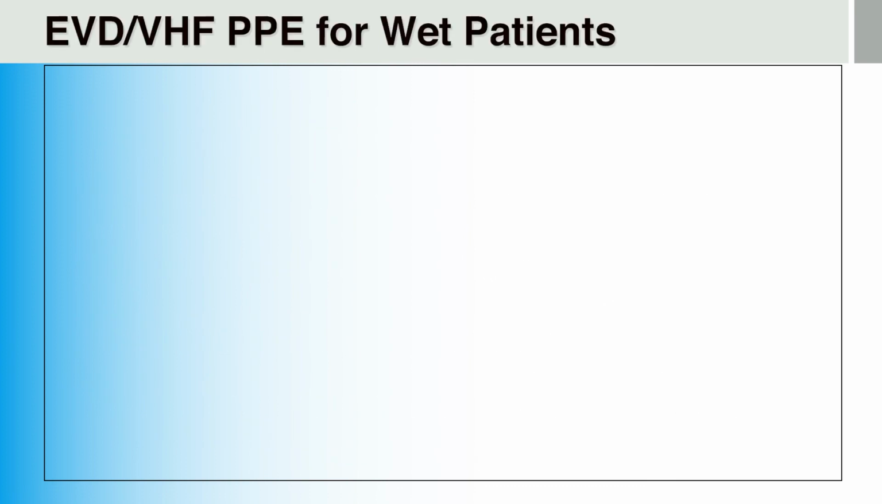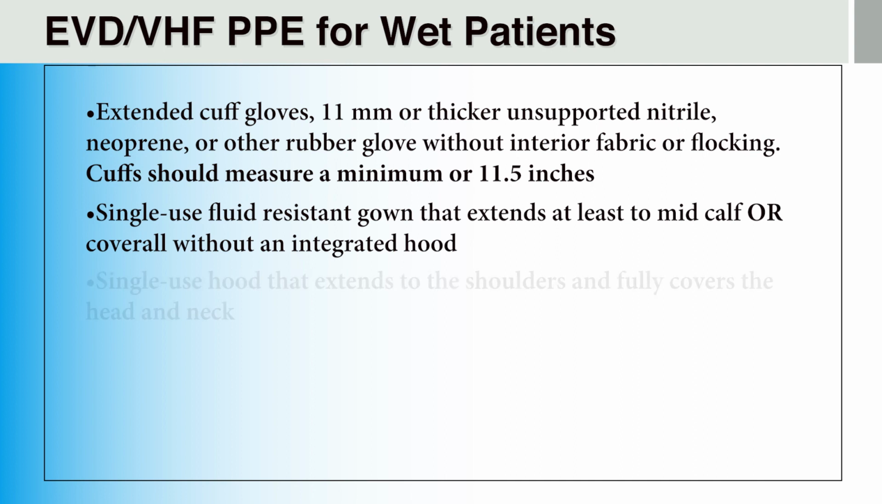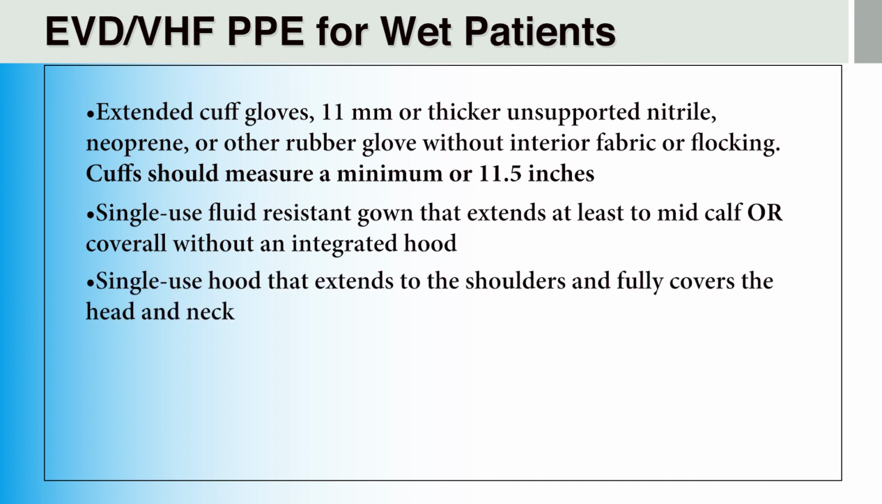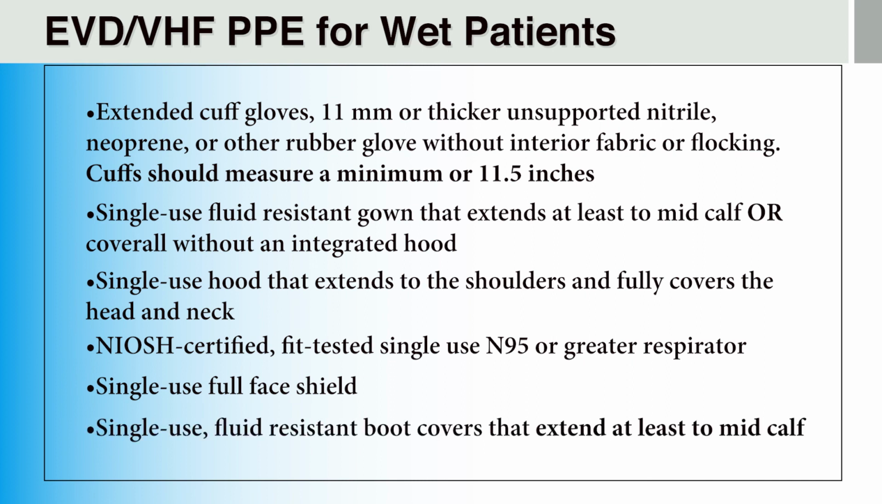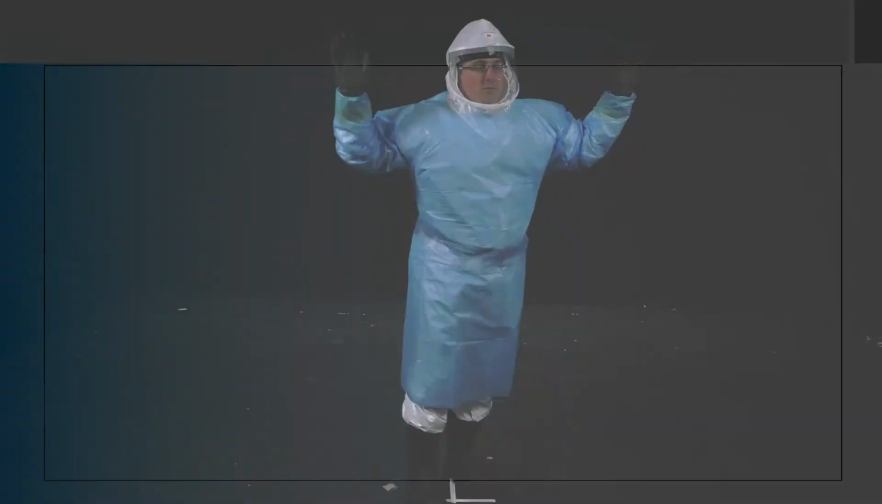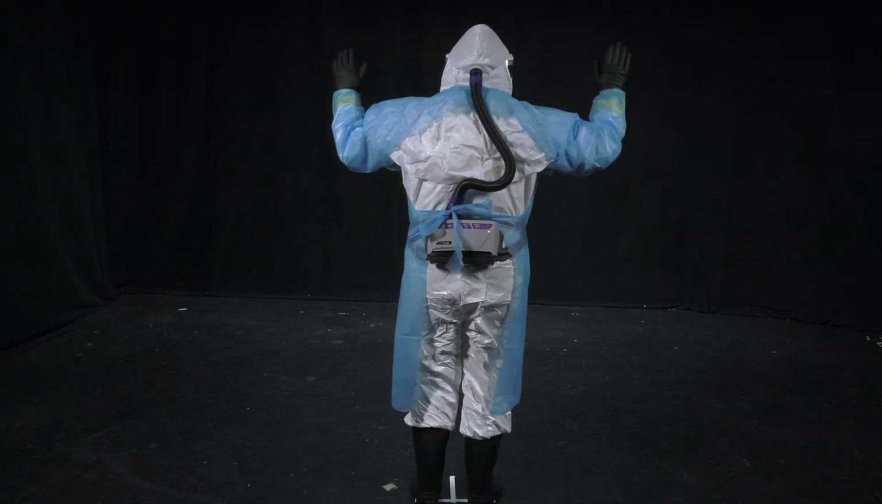Patients with suspected Ebola virus disease who also have bleeding or vomiting are considered wet patients. These patients require a higher level of PPE than dry patients, which includes extended cuff gloves, single-use gowns that extend to mid-calf, single-use hood that fully covers the head, neck, and shoulders, a fit-tested N95 or other respirator, a full face shield, and fluid-resistant boot covers. Jurisdictions may also decide to employ a fully integrated suit such as the one shown here.